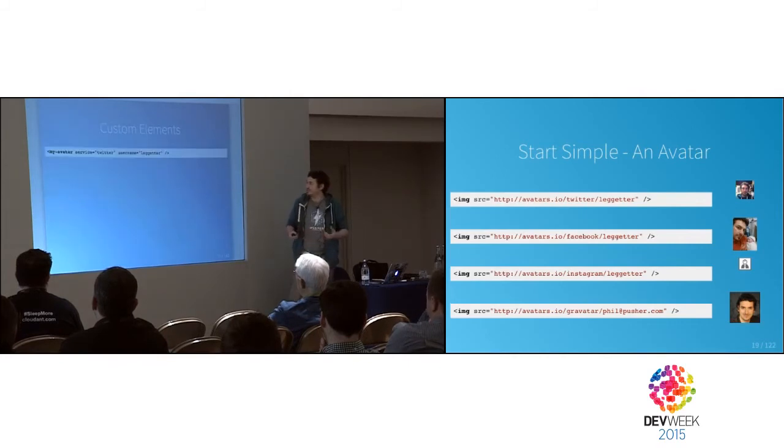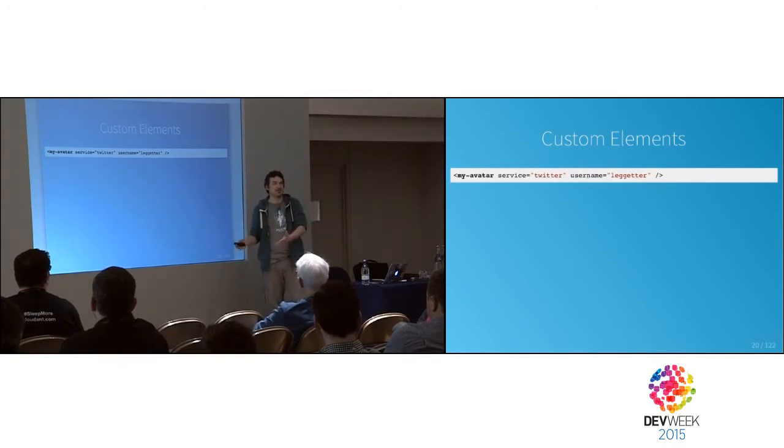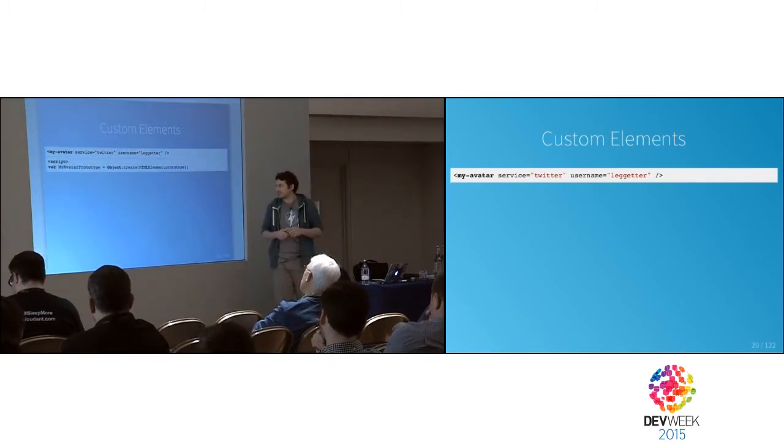So to build that as a custom element, it would be nice if we could do something like this instead. We've got my avatar, we set the service name, we set the username. Now it's hiding away the fact that we're using avatars.io. So that means that if avatars.io fell over, we could change the implementation to use another service or write something custom to go away and fetch our avatar based on the username and the service.